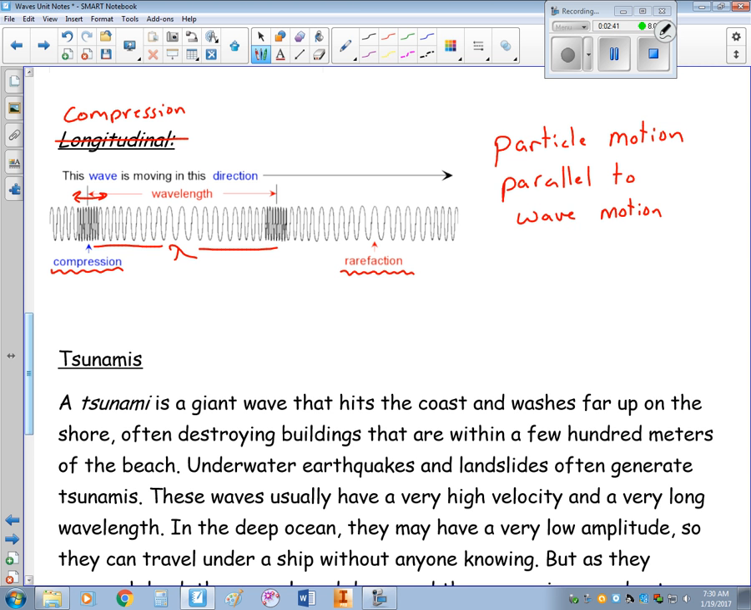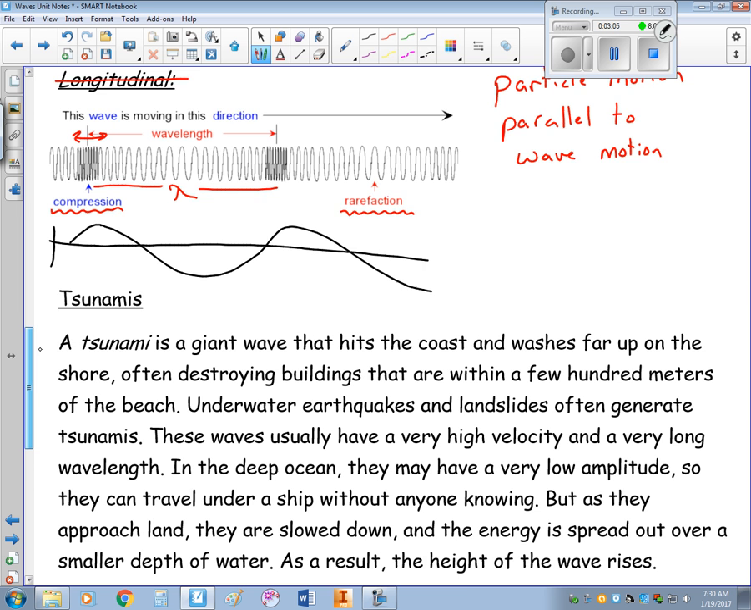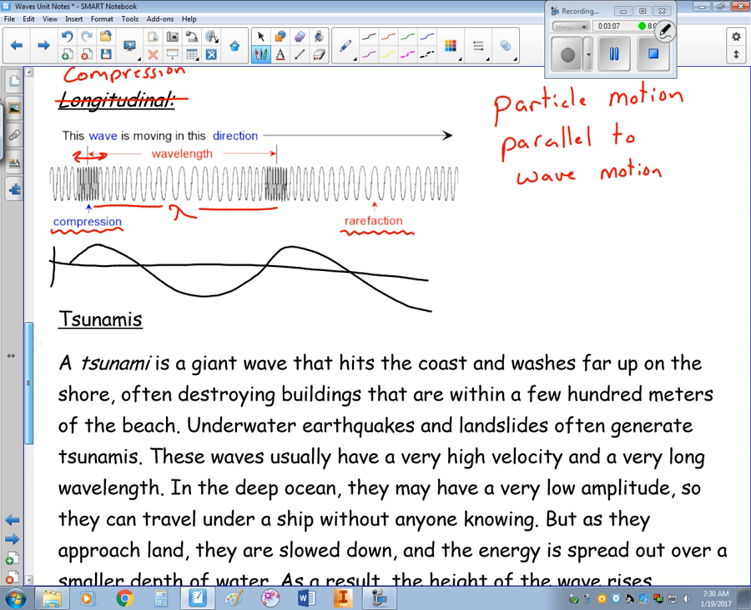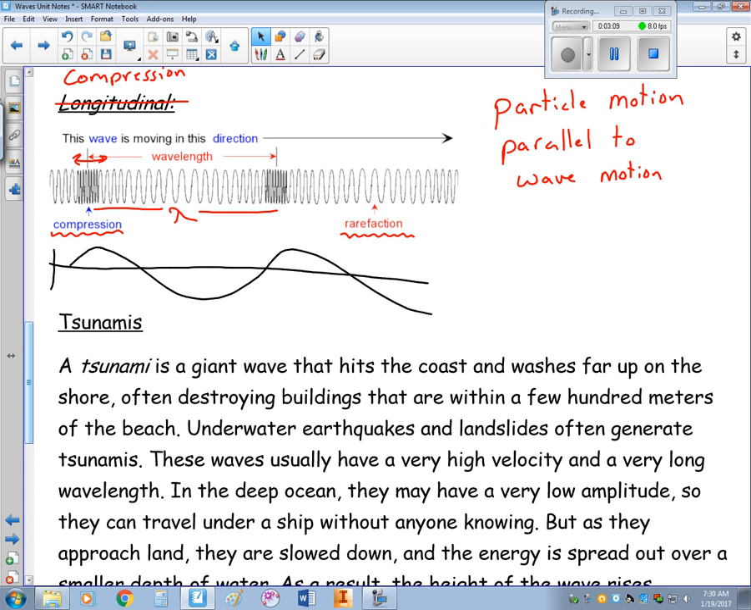I can represent a compression wave or a longitudinal wave as a transverse wave. What I would need to do is represent the compression as the crest and the rarefaction as the trough. So I can take a longitudinal wave and map it over to a transverse wave. Some examples of longitudinal waves then would be earthquakes and sound waves.